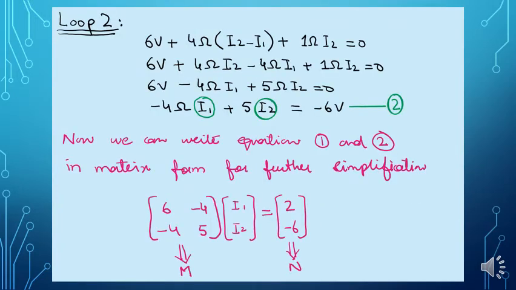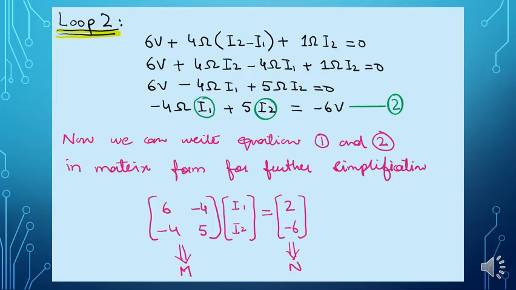Now after finding the loop equation for our first loop, we have to find the loop equation for our second loop, that is loop number 2. In loop number 2, our circuit has a voltage source of 6 volts, a common resistor of 4 ohms, as we know from our previous loop also, and another resistor of 1 ohm.